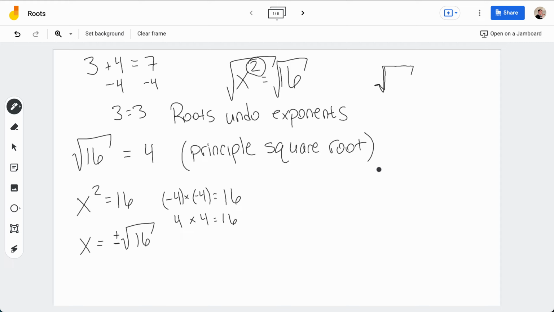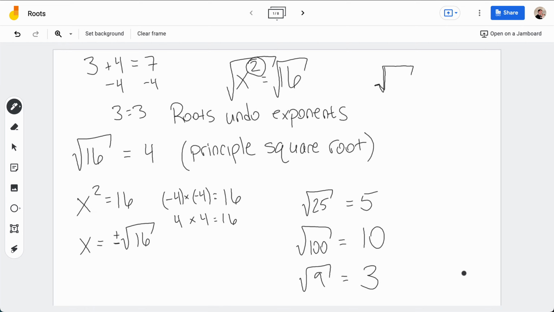So we'll look at a couple more. If I ask what's the square root of 25, I'm thinking what number times itself is equal to 25? Well, that would be 5. Try these next two. Pause the video for a second. Square root of 100, square root of 9. Think about what number I have to multiply by itself to get these two things. So for 100, it would be 10, and for 9, it would be 3.